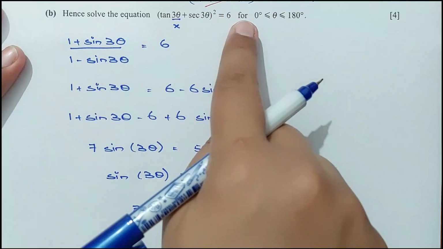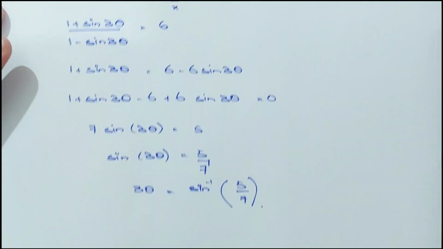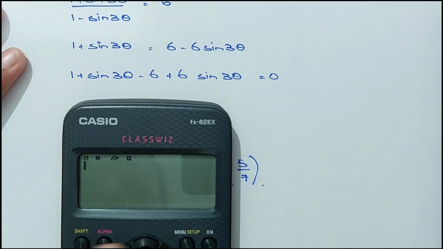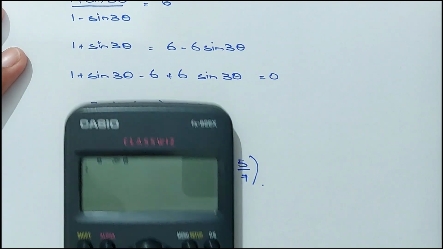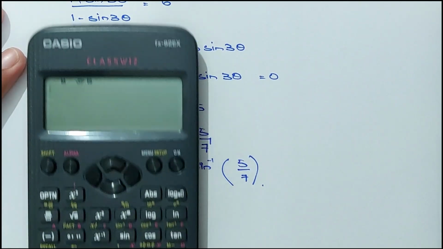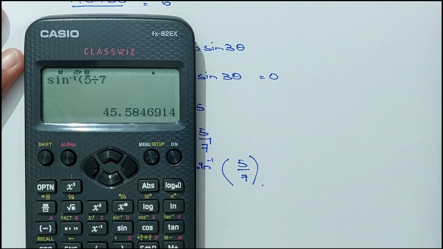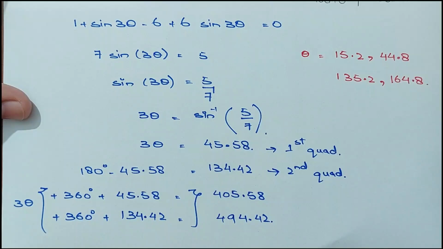We have to solve this equation for theta between 0 and 180 degrees, so your calculator should be in degrees. My calculator is in radians. Let me convert it into degree mode. Now sine inverse of 5 divided by 7. This is 45.58.